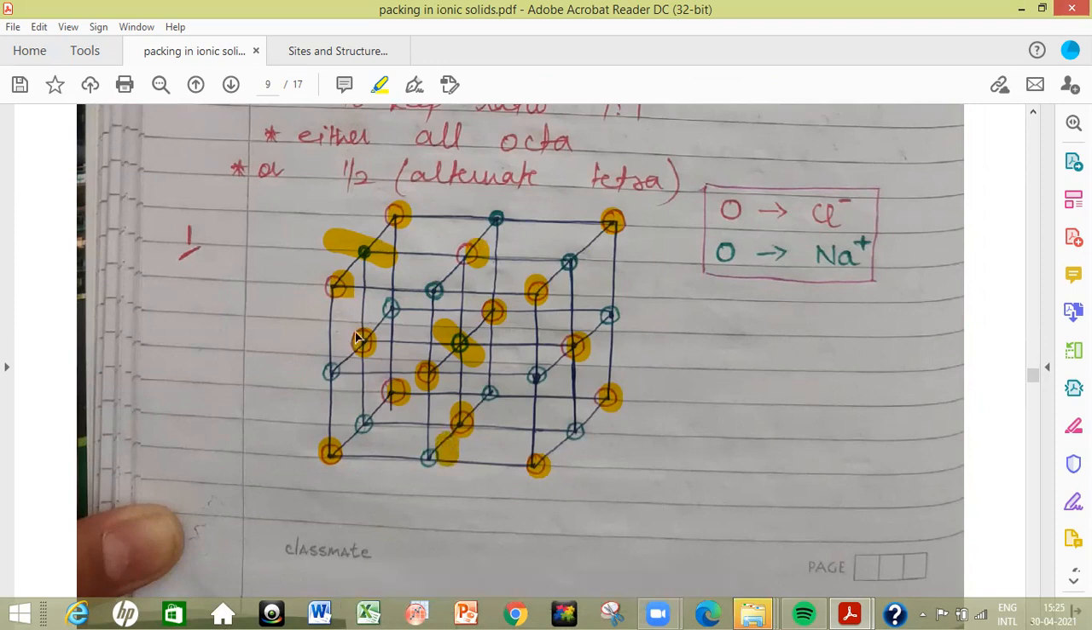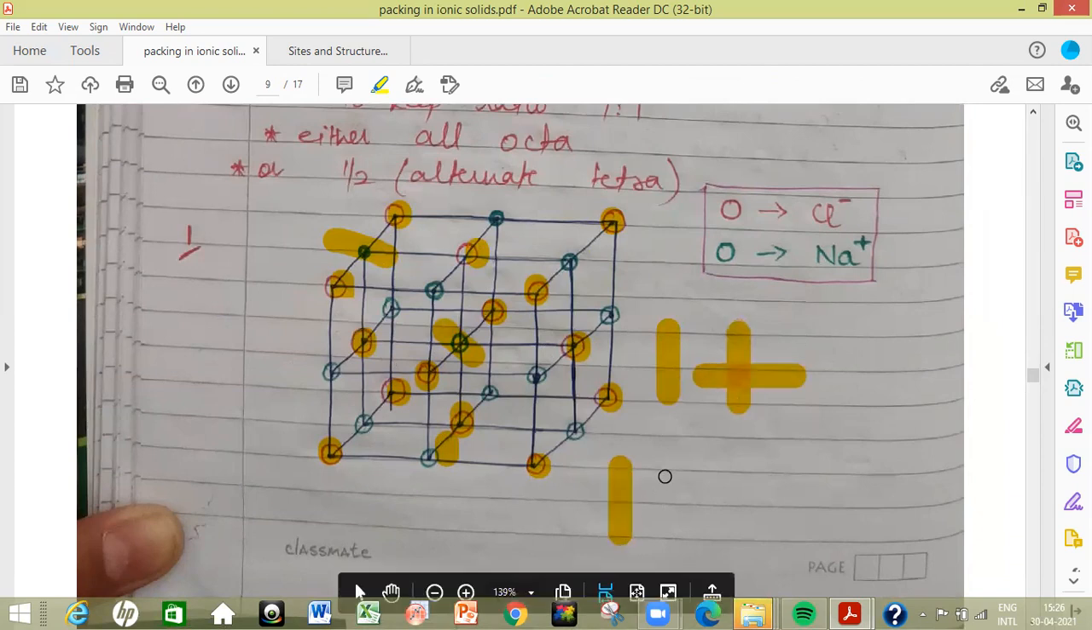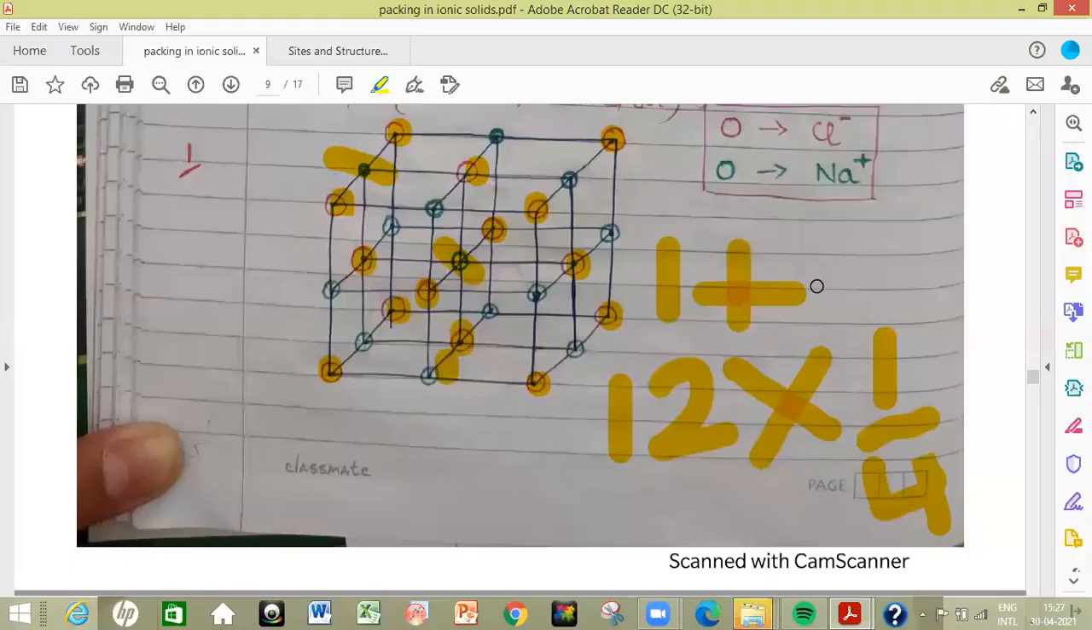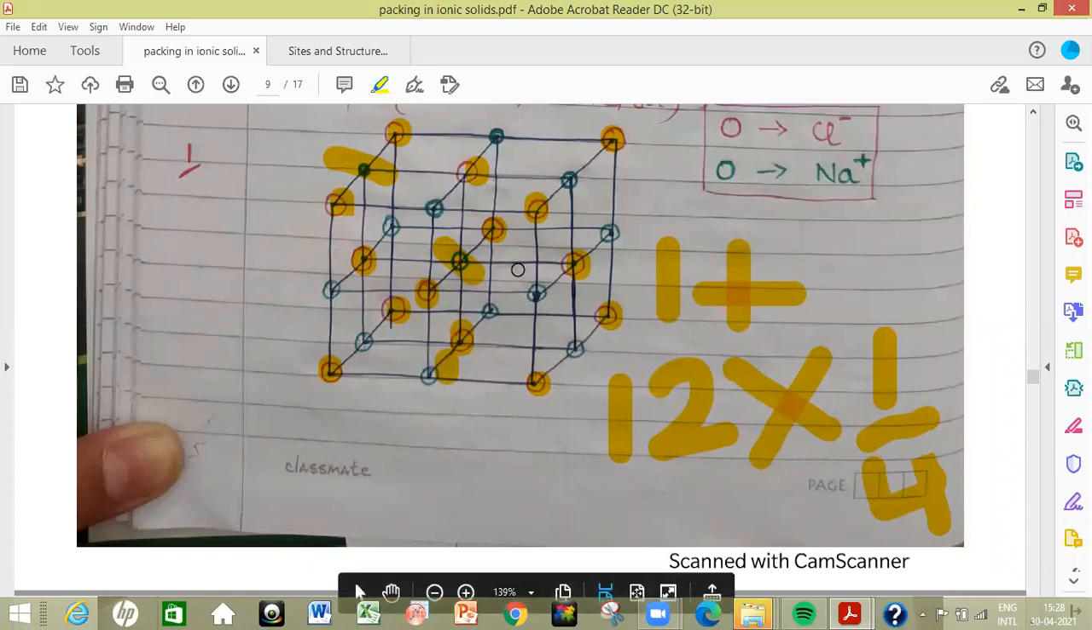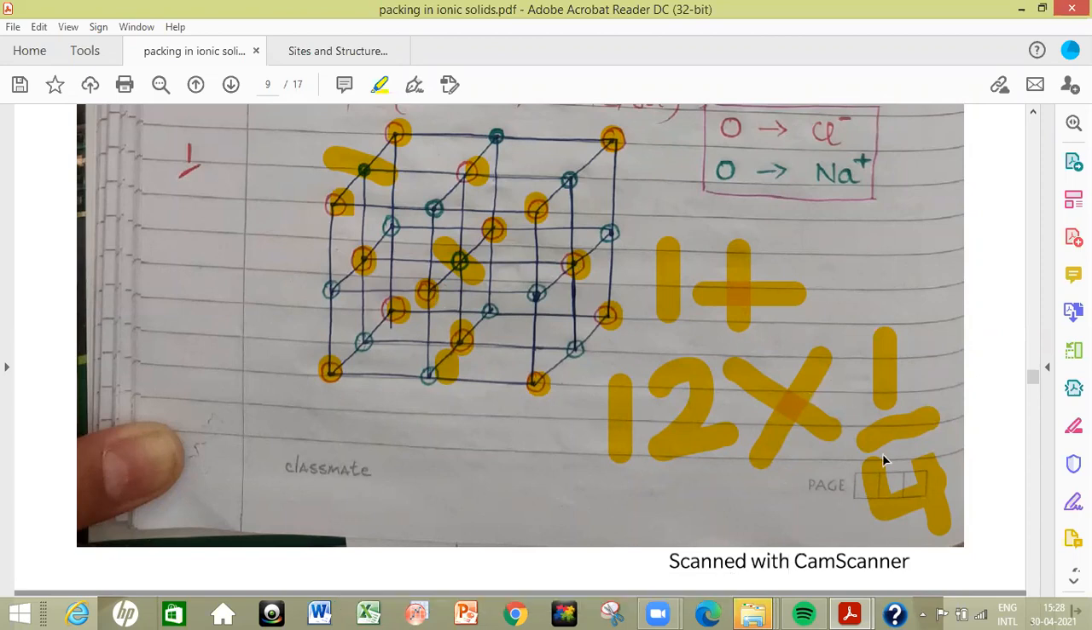Now, if we want to count the cations, one of the cations is present at the body center, that is sodium. So contribution from body center is going to be 1, and the rest of the cations are present at the edge center. So there are 12 edges. So 1 plus 12 multiplied by 1 by 4, because each edge is being shared in the 4 unit cells. So 12 into 1 by 4 is going to be 3.